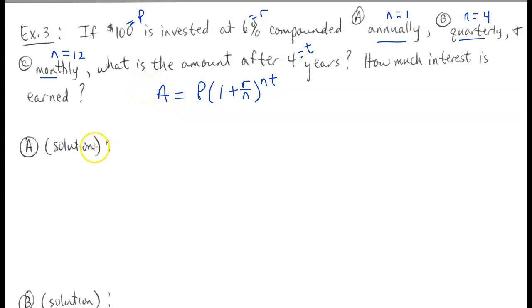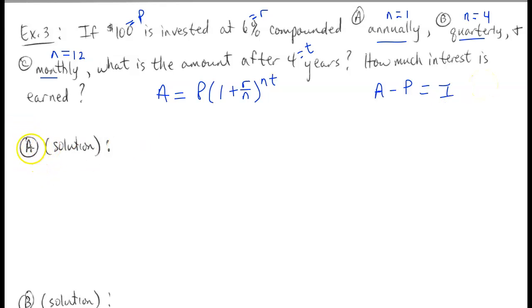Okay. Now, as far as taking care of how much interest is earned, remember, A is what we get out of the investment. P is what we put into the investment. So the amount of interest earned is going to be the difference between what we got out and what we initially put in. And so that's how we're going to look at that.